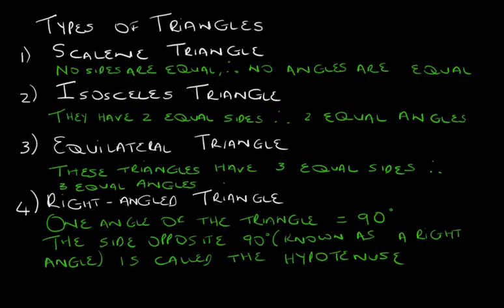And lastly, a right angle triangle. With a right angle triangle, we've got 1 angle of the triangle equal to 90 degrees. This is known as a right angle. Now the side opposite the right angle is called the hypotenuse. Now I'd like you to pause the video, take down the notes, and then in the next section we are going to be discussing the angles of a triangle and what they add up to.